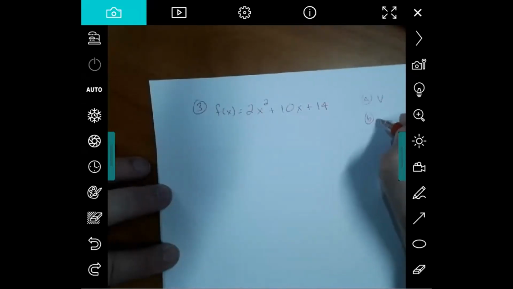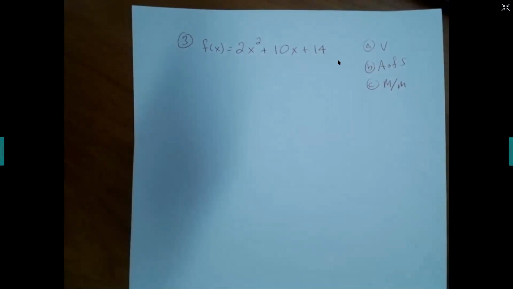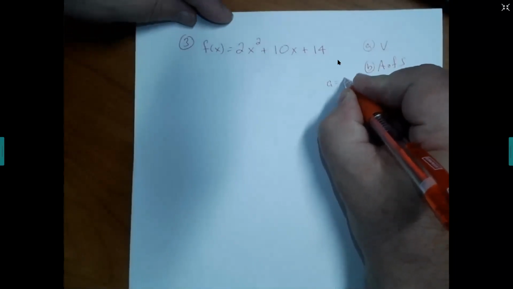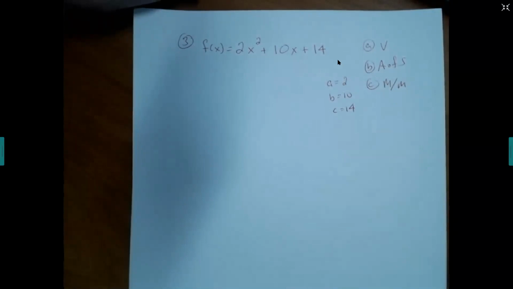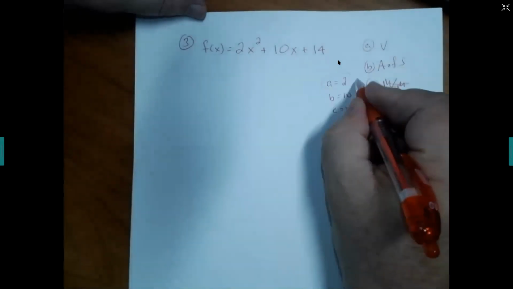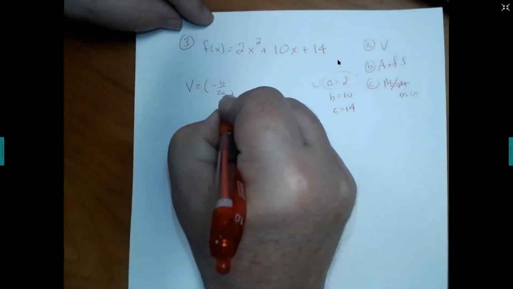We're doing the same thing here. We're looking for the vertex, axis of symmetry, and maximum or minimum. Remember, label A, B, and C first. Looking at this, are we going to have a maximum or minimum? Yep, we're going to have a minimum because A is positive. So the graph will look like this. So the vertex: negative B over 2A.